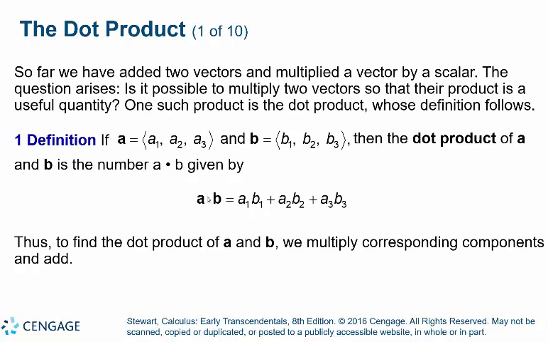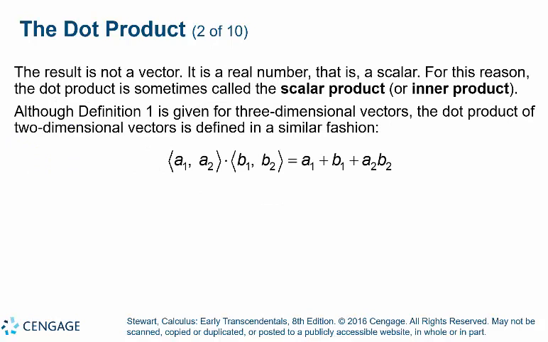Vector A dot product with vector B, all you do is multiply their corresponding components, so A1 times B1, A2 times B2, A3 times B3, and you add them. Thus, to find the dot product of A and B, we multiply corresponding components and then just add. Note when you do this, you're just going to get a single number as your answer. It's important to note that the result is not a vector. It is a real number. That is, it's a scalar.